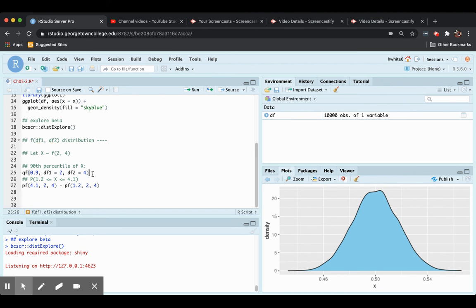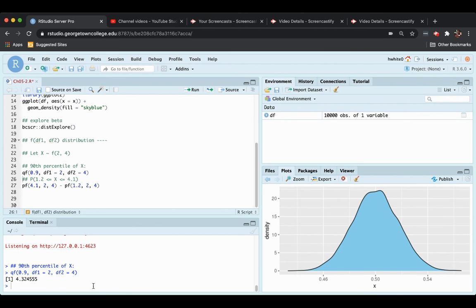So that random variable is the ratio of 2 chi-squares. It's chi-square with 2 degrees of freedom divided by 2, divided by chi-square with 4 degrees of freedom divided by 4. That's the random variable. We're finding its 90th percentile, and it is equal to about 4.32. If you wanted the probability that such a random variable came out between, say, 1.2 and 4.1, then you would just subtract off 2 cumulatives like you see on line 27, at 28%.